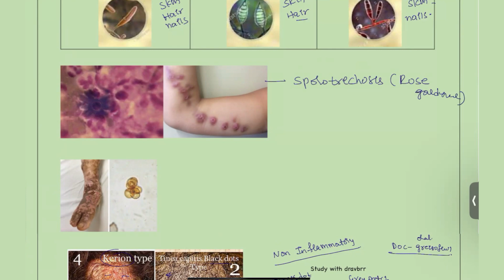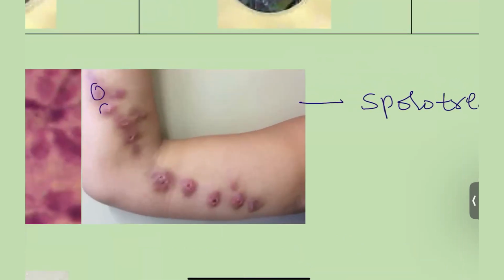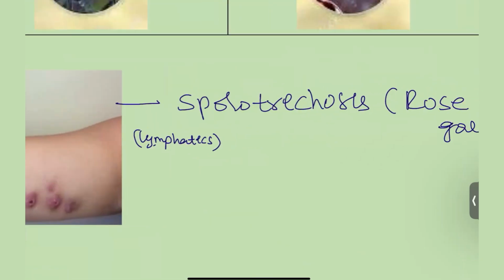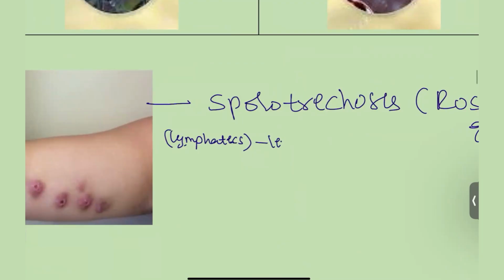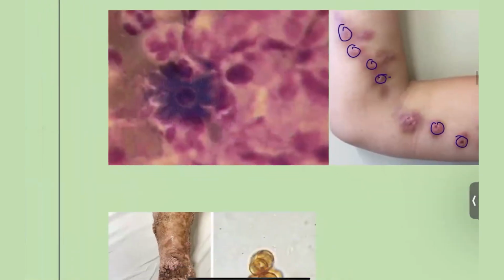And the classical picture of this one is that it is going to involve the lymphatics. Okay, the lesions follow the lymphatics. The linear pattern will be seen. It is like a nodule, and an ulcer will be formed with that. And on histology, you are going to see the asteroid body.